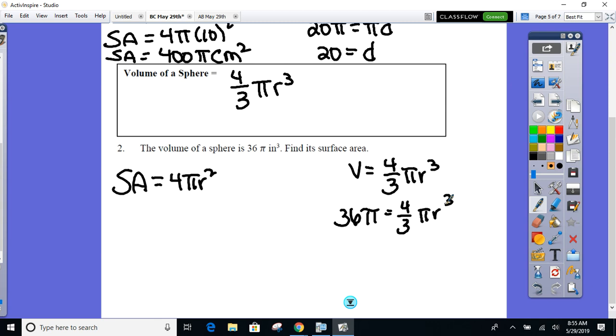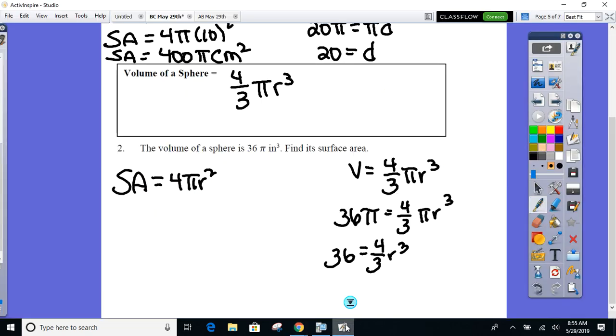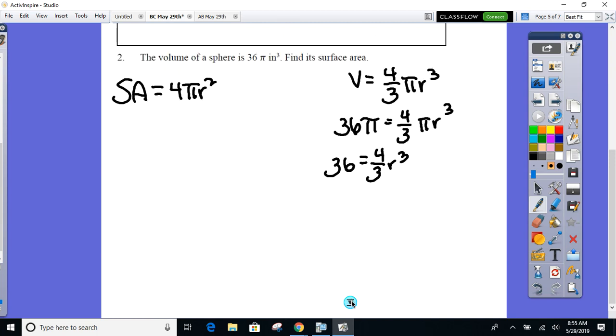Something may be new here at the end of this. I don't know if you do this in algebra or not. Well, there are pi's on both sides, so let's just get rid of them now. So we'll be left with 36 equals 4/3 r cubed. What would you like to do next? Remember, I'm trying to get r by itself. Redeem yourself, Ella. Multiply by 3/4. Yep, there you go. I can multiply both sides by 3/4.